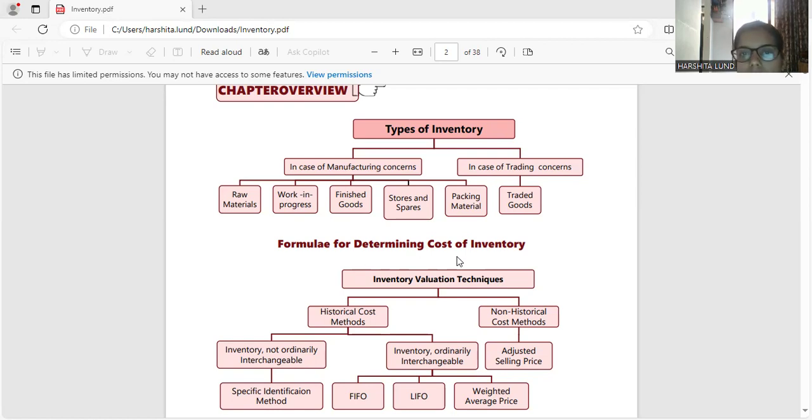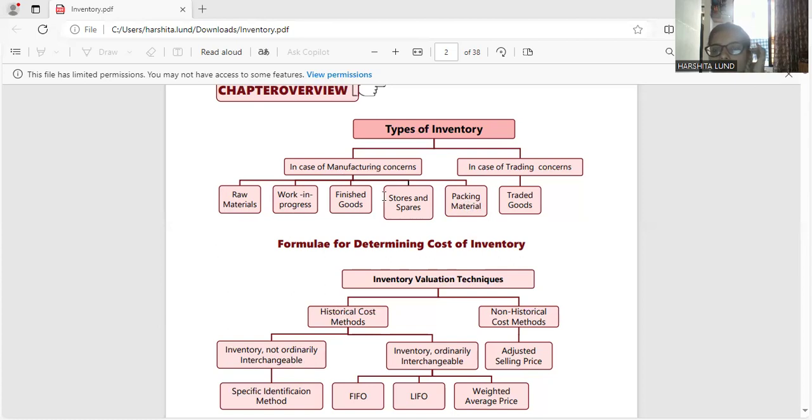There are five types of inventory: raw material, work in progress, finished goods, stores and spares, and packing material. Raw material is something which is going to be used as a material in production. Work in progress is semi-finished goods which are not yet fully manufactured, and finished goods are those which have been fully manufactured.